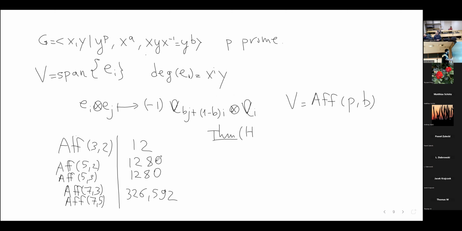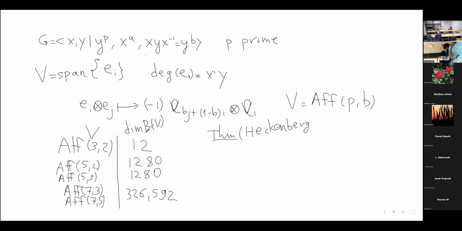Okay. Dimension of the Nichols algebra, because the dimension of the vector space itself is just 3 or 5 or 7. The dimension of the Nichols algebra will be... so here, B of V. This is what it means. So this is the theorem of Heckenberger.